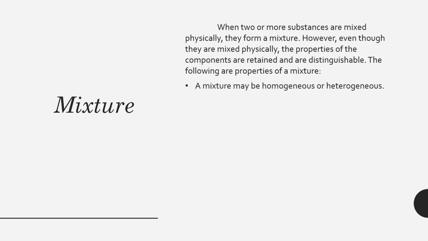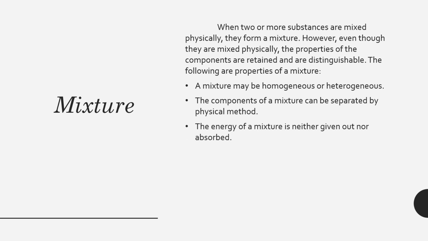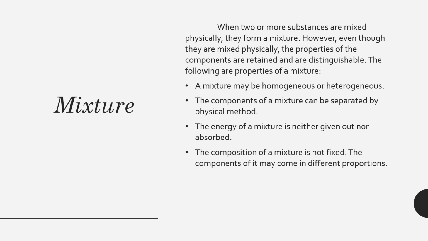Number 1. A mixture may be homogeneous or heterogeneous. Number 2. The components of a mixture can be separated by physical methods. Number 3. The energy of a mixture is neither given out nor absorbed. Number 4. The composition of a mixture is not fixed. The components of it may come in different proportions.